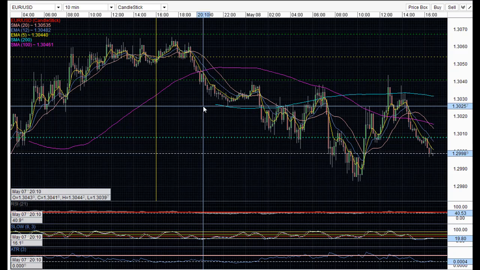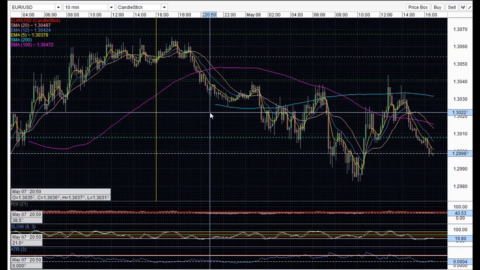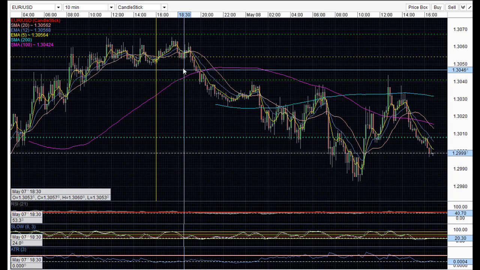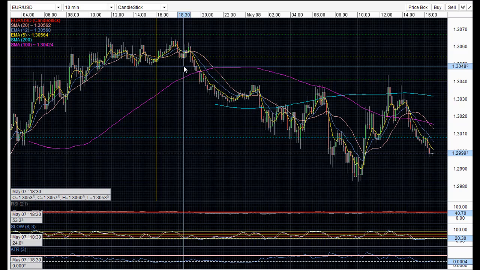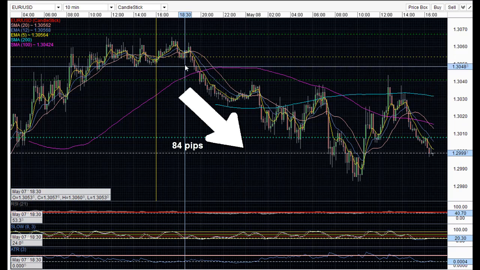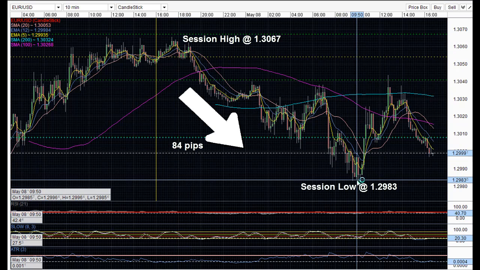So many investors are looking for safety. They've been trying to buy 10-year treasury bonds, and the only way you can buy 10-year treasury bonds or shift your capital into 10-year treasuries is if you purchase the US dollar. So that's what's been taking place. We see euro weakness, but also US dollar buying, and we see this pair falling for most of the day. The pair had fallen 84 pips from today's session high at 30.67, down to today's session low at 29.83, where it found support.